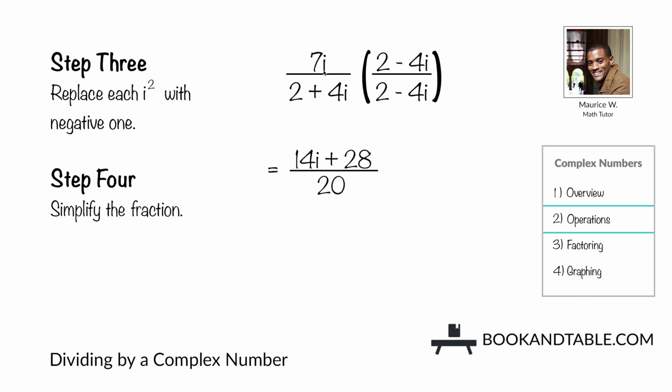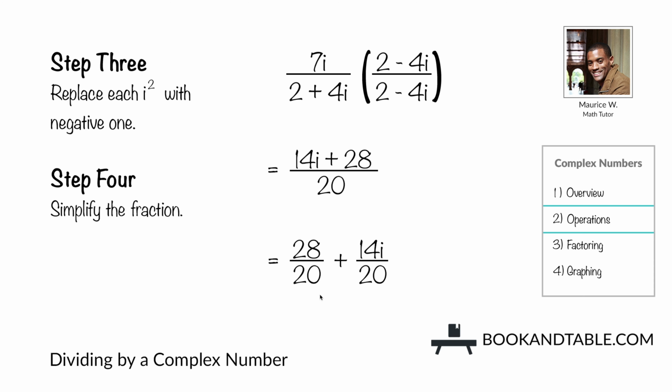So we divided a complex number by a complex number. And once we break this fraction up into two separate fractions, we wind up with a complex number. 28 over 20 is our real number, plus 14i over 20 is our imaginary number. So complex divided by complex gave us a single complex number.